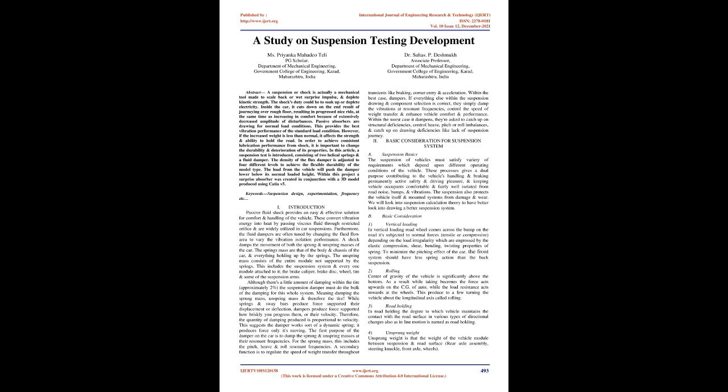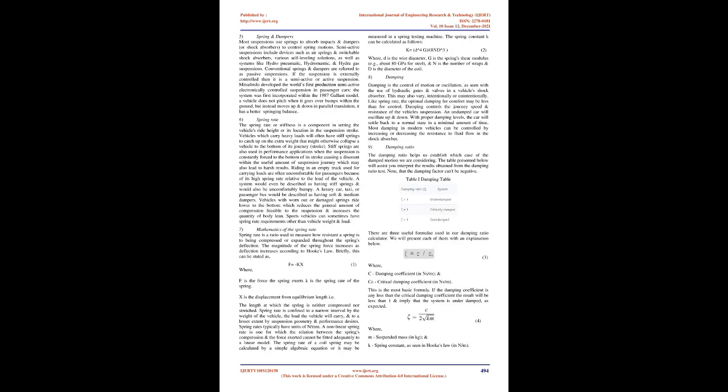Two basic considerations for suspension system design. A. Suspension basics. The suspension of vehicles must satisfy a variety of operating conditions of the vehicle. These serve a dual purpose, contributing to the vehicle's handling and braking, for active safety and driving pleasure, and keeping vehicle occupants comfortable and reasonably well isolated from road noise, bumps, and vibrations. The suspension also protects the vehicle itself and mounted systems from damage and wear. We will look into suspension calculation theory to have a better look into designing a better suspension system.